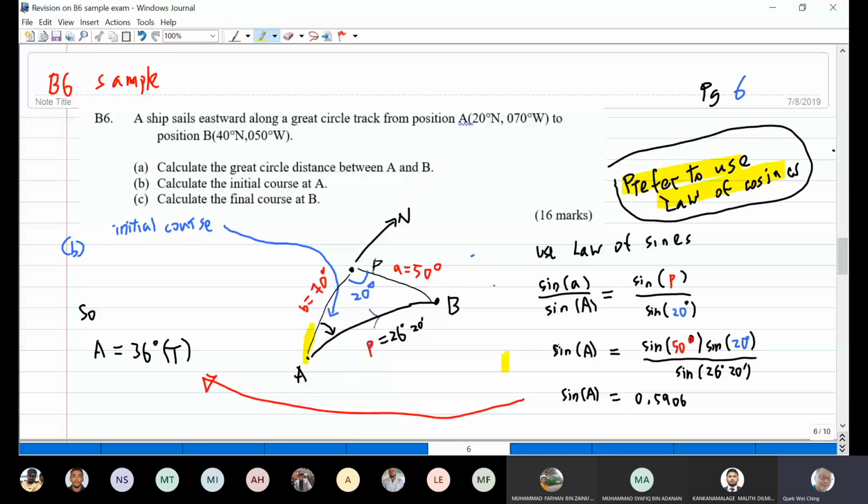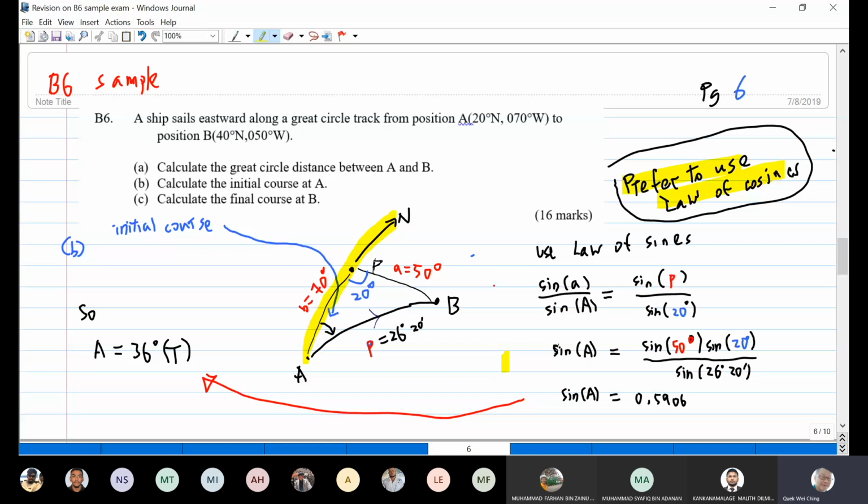So how do you measure the angle A now? I use the law of sine. I use the law of sine in the calculation. Sine A over sine of angle A equals sine P over sine of angle P. Make sure that you use the correct sine law.